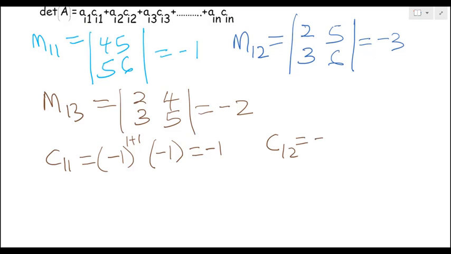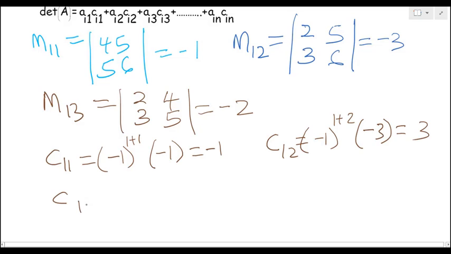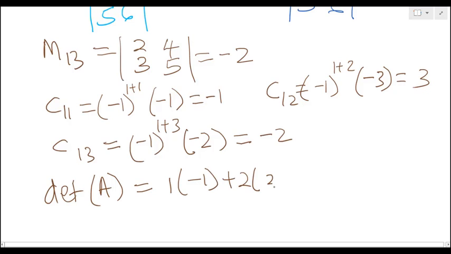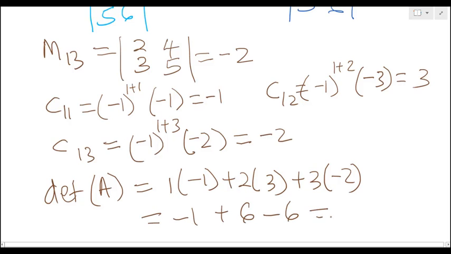C12 is equal to minus 1 raised to 1 plus 2 multiplied by minus 3. This is equal to 3. And C13 is equal to minus 1 raised to 1 plus 3 multiplied by minus 2, and this is equal to minus 2. By the theorem above, the determinant of A is therefore equal to 1 multiplied by minus 1 plus 2 times 3, plus 3 times minus 2, and this is equal to minus 1 plus 6 minus 6, which is equal to minus 1.